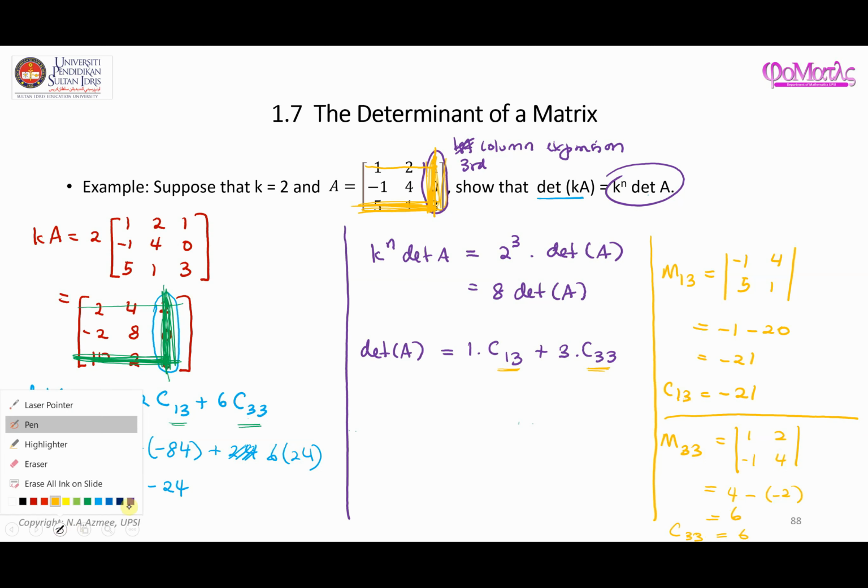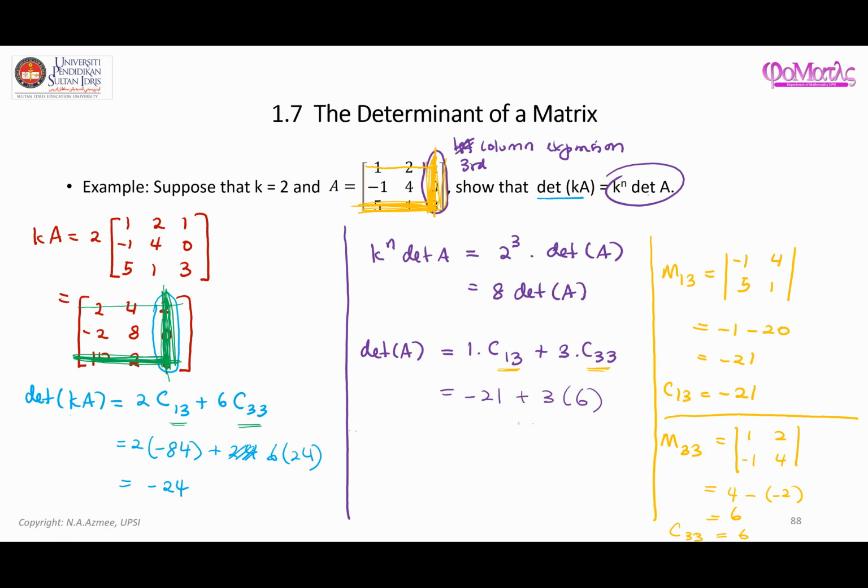And we're just going to plug in those results into this formula. So C13 times 1 is negative 21, plus 3 times 6. That's going to be negative 21 plus 18, which is negative 3. So that is the determinant of A.